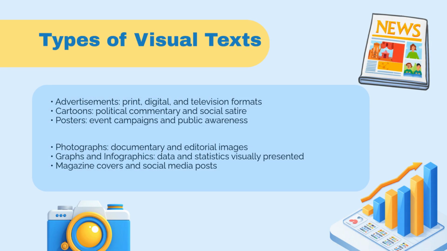Visual texts appear in many forms. Examples include advertisements, cartoons, posters, photographs, graphs, infographics, magazine covers, and social media posts. Each type uses different techniques to attract attention and communicate a message. Recognizing the text type helps you understand its purpose and intended audience.